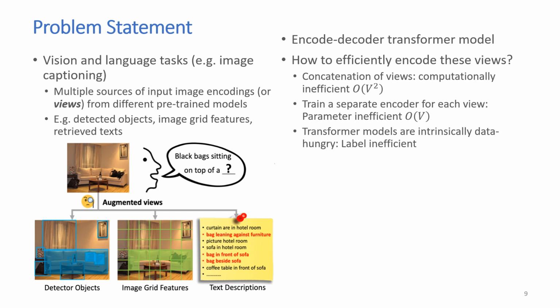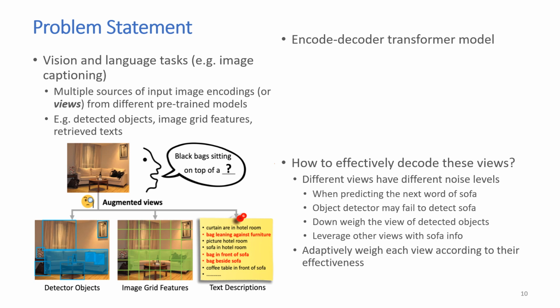A common approach is to concatenate all the views into a long sequence, which is computationally inefficient. Another common approach is to train a separate encoder for each view, which is parameter inefficient. Furthermore, the transformer model is intrinsically data hungry. Therefore, we also need to take care of label efficiency. Given multiple input views, another research problem is how to effectively decode these views. Since different views have different noise levels, the model should adaptively weigh each view according to their effectiveness.